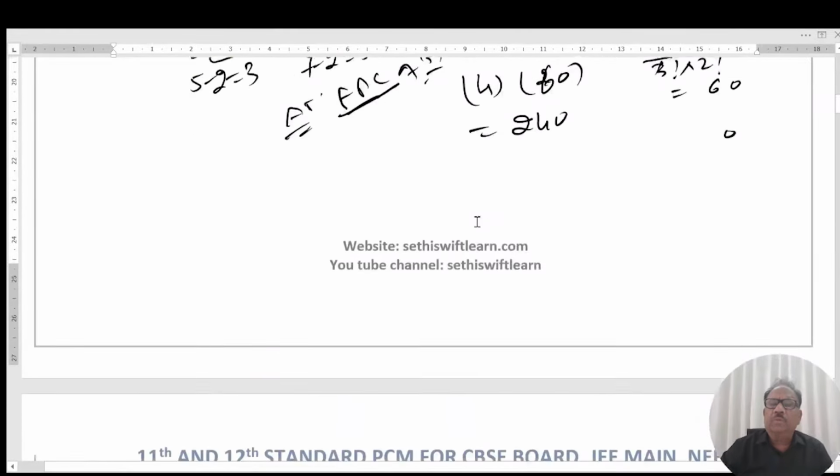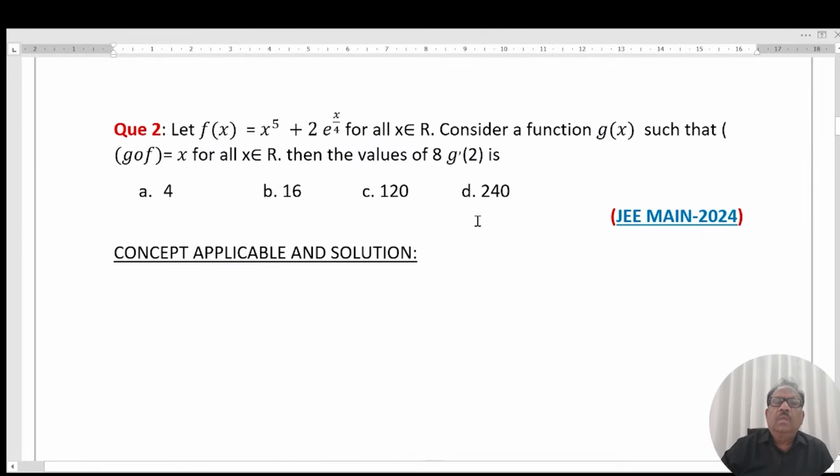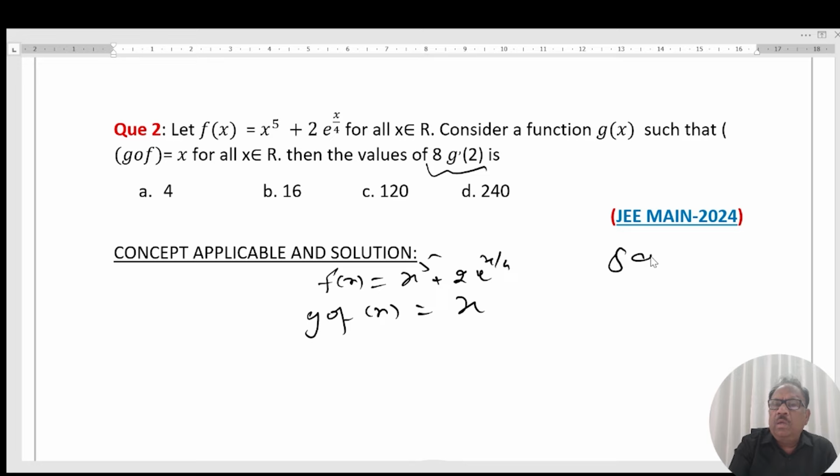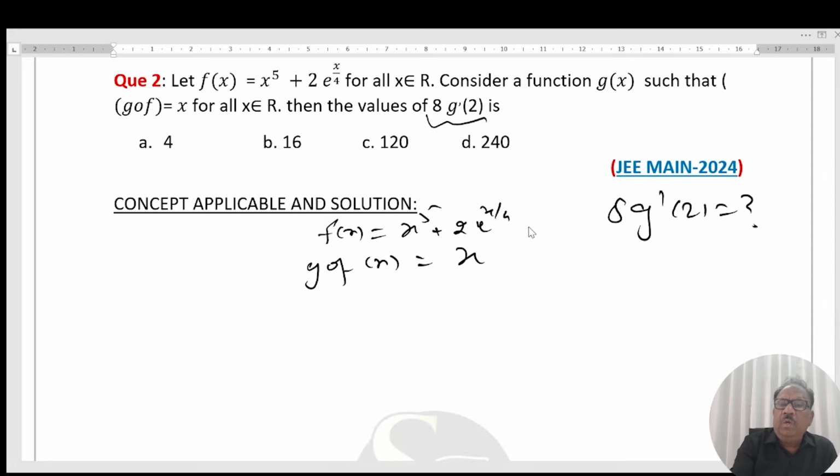Next question. f(x) is given to you: x to the power 5 plus 2e to the power x by 4. Consider the function g(x) as the inverse of f(x). You have to find the value of 8 g dash 2. Find out its value. g dash means differentiation of g. Now, say this is equation 1, this is equation 2.